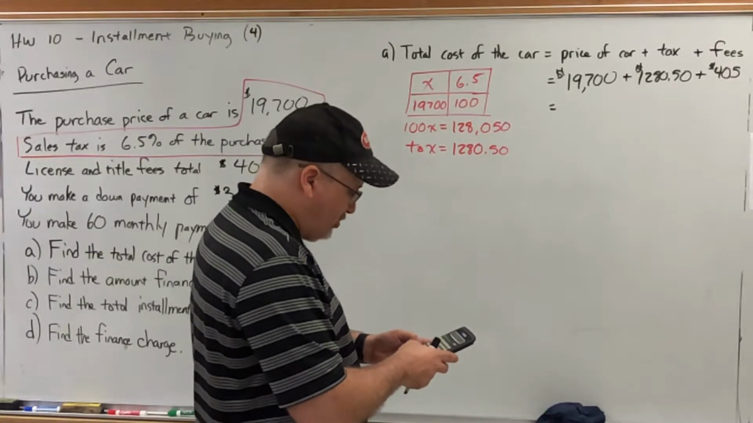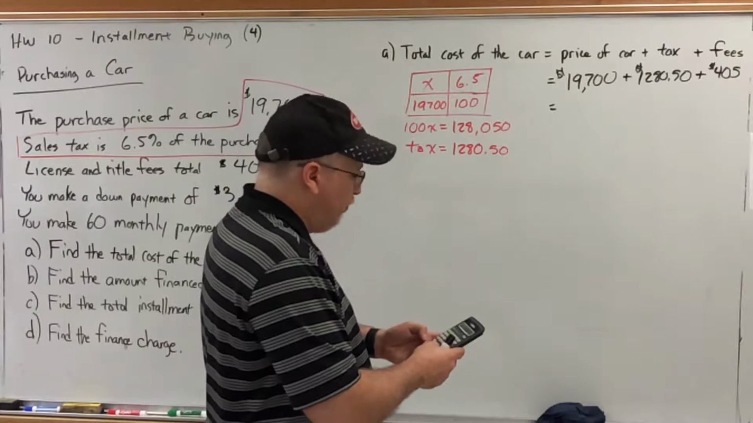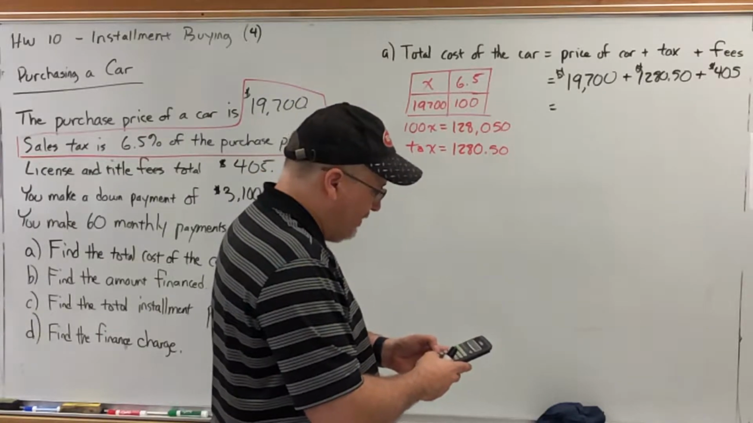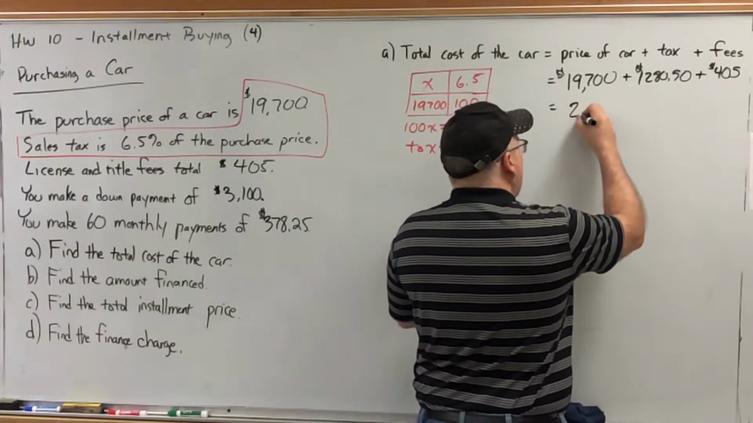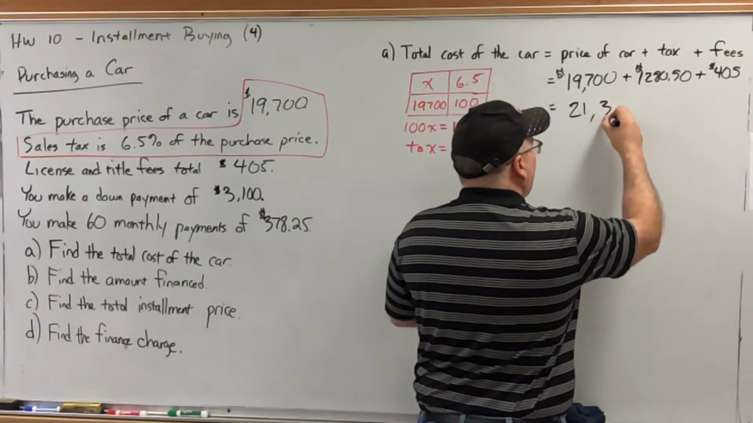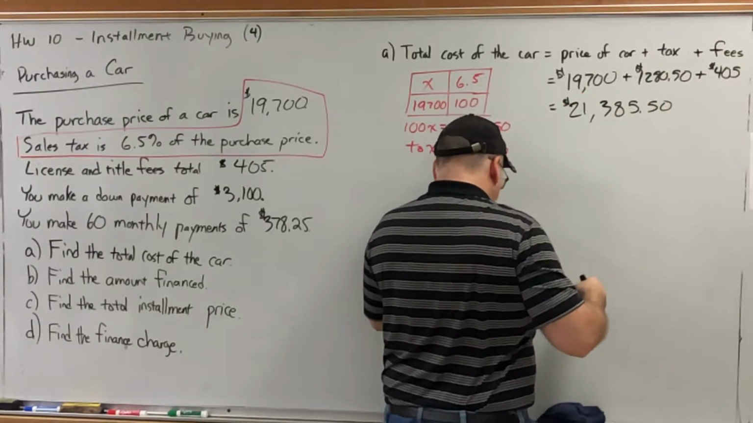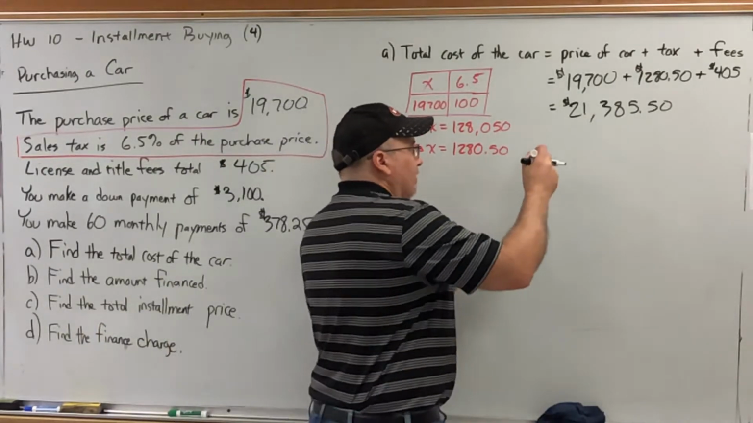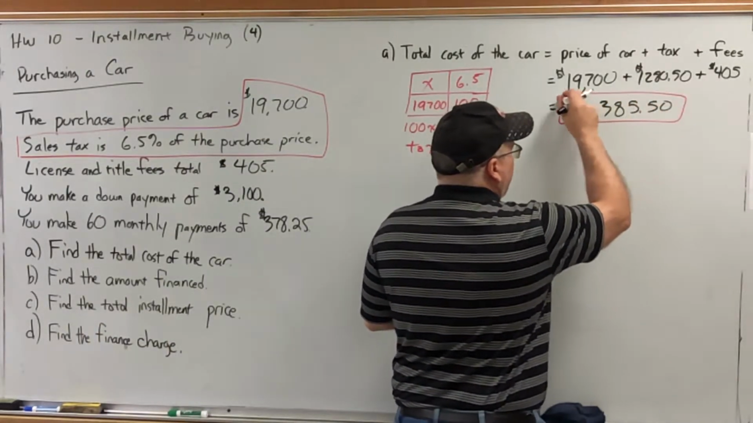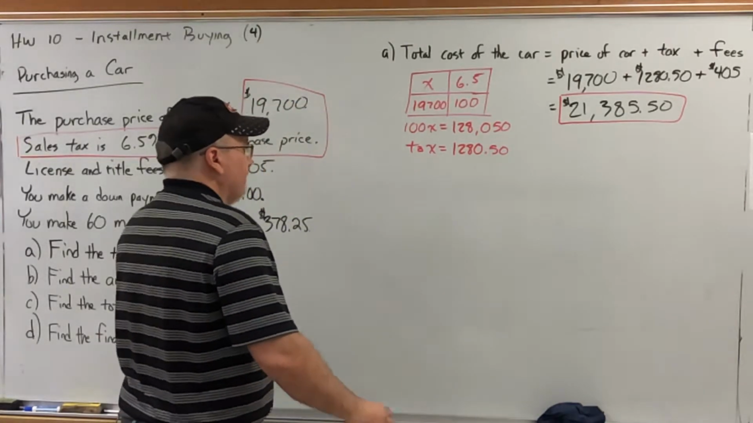19,700 plus 1,280.50 plus 405. That seems more reasonable. $21,385.50. So that's how much this car is going to cost. Well, at least that's the price we're going to work with. It's going to end up costing me a lot more, as you'll see in a moment.